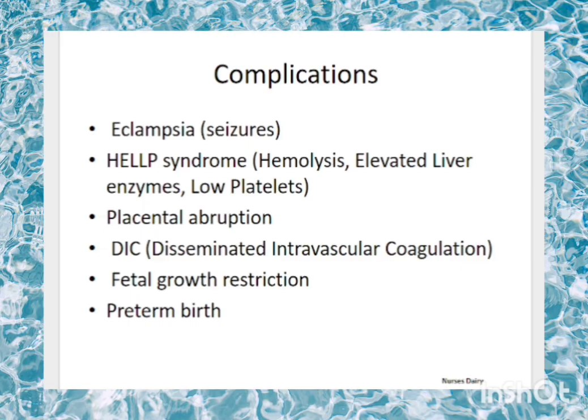So another complication is also what we're calling HELLP syndrome, which means hemolysis, elevated liver enzymes, and low platelets. And then we've got placenta abruption, where the placenta detaches. And then we've got disseminated intravascular coagulation. We've got fetal growth restriction, where the fetus is restricted to grow. And then we've got preterm delivery or preterm birth.